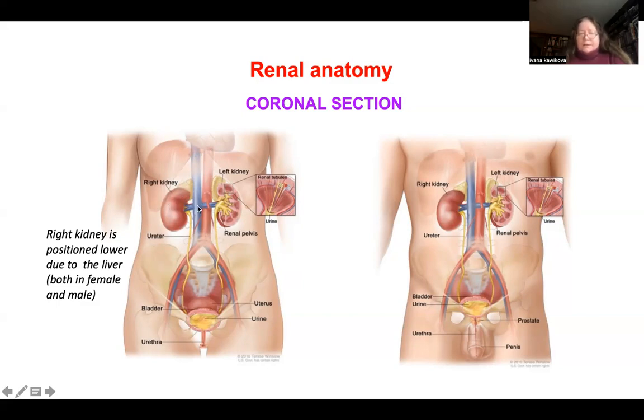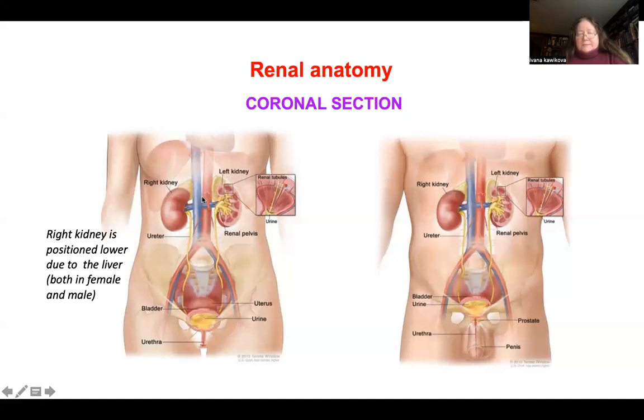So now, the right kidney looks like a bean, and it's supplied by a renal artery coming from the aorta, and then the blood is drained through the renal vein that enters the inferior vena cava. So these are the structures here.